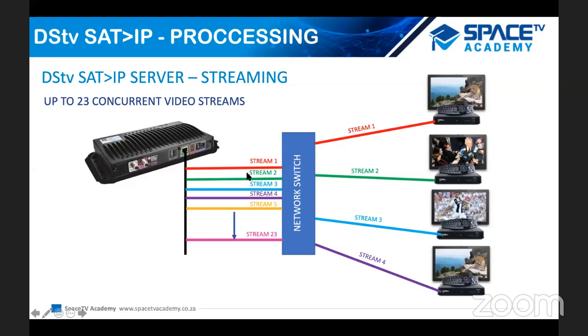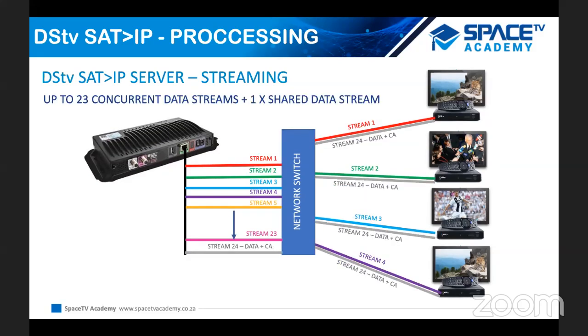And as you will see, each decoder gets its own dedicated stream. So the red stream is for decoder 1, green for 2, etc. In this illustration, some are watching different channels, some are watching the same channel, but they are each still getting their own unique stream from the server.